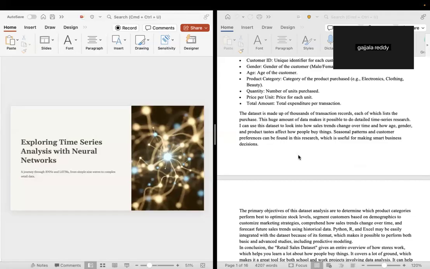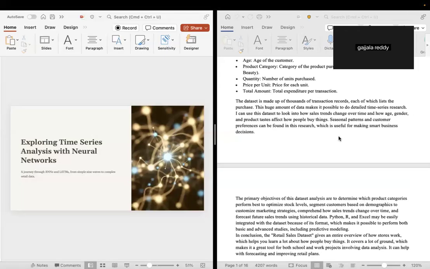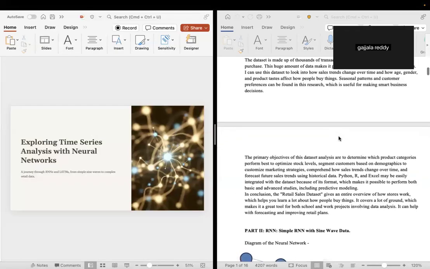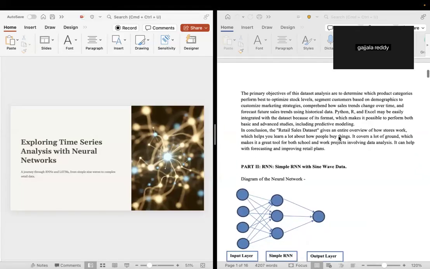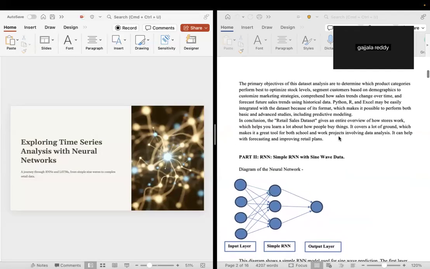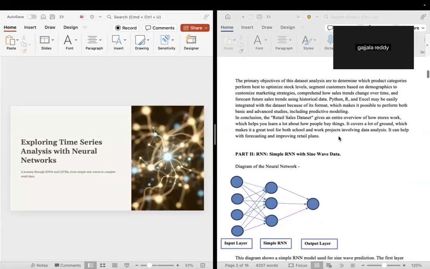Each of them lists the purchases. The huge amount of data makes detailed time series research possible. I can use this dataset to look into how sales trends change over time, and how age, gender, and product affect what people buy. Seasonal patterns and customer preferences can be found in the research, which is useful for making smart business decisions.